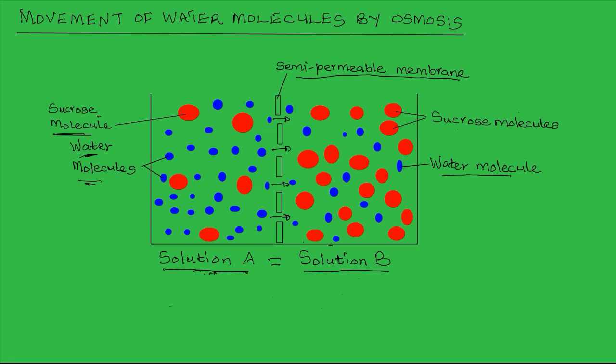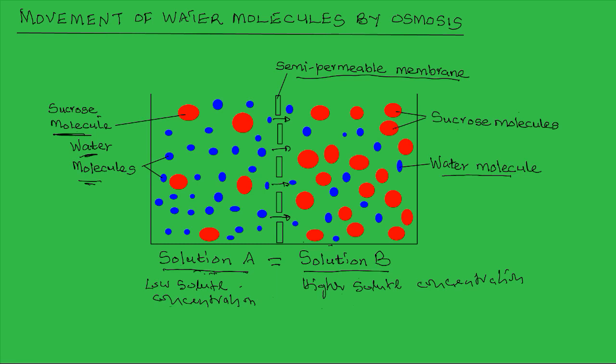Well, relative to solution B, it is said to have a higher solute concentration. Now, in terms of solute concentration, solution A has a lower concentration of solute, and in this particular case, the sucrose molecules, relative to solution B that has a higher concentration of solutes.